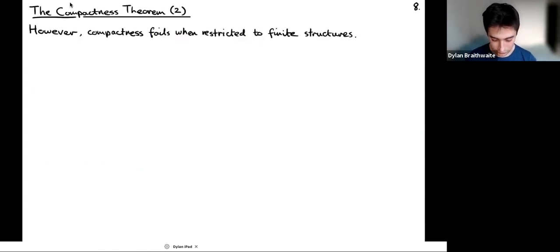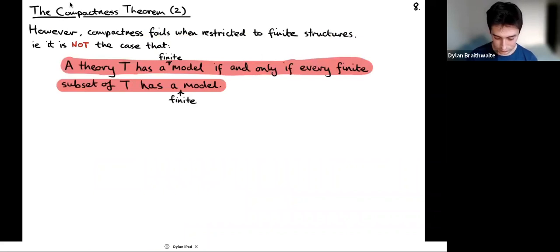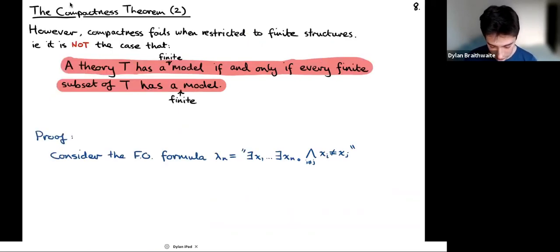But unfortunately, that doesn't work. Specifically, this is false. And it's pretty easy to see that. You just define a formula like this, which is essentially saying that there are at least n elements in the universe, because it's got a chain of n existential quantifiers, and then it just has a whole load of not equal between, pairwise, each of the elements.